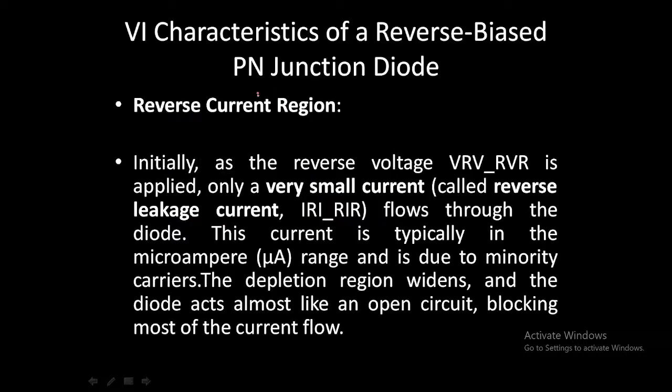This is reverse bias. Initially, as a reverse voltage VR is applied, only a very small reverse leakage current IR flows through the diode, which we have seen from the graph. The current is typically in the microampere range and is due to minority carriers. The depletion region widens and the diode acts almost like an open circuit, blocking most of the current flow. This we have already discussed in our theory session, so if you haven't watched that class, please go and rewatch it so it will be more clear.